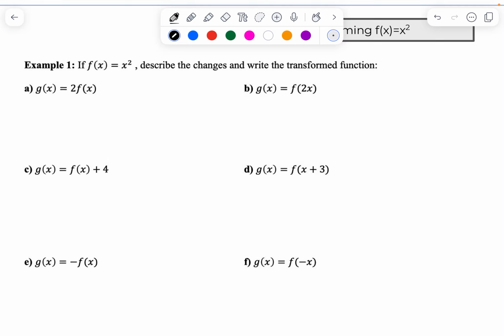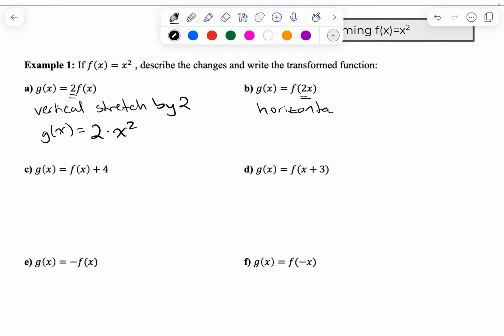Okay? So here, I'm multiplying the function by 2. Because I'm multiplying the whole function, it's vertical and it's a stretch by 2. And then my new function, g of x, would be 2 times the old function. So 2x squared, right? This next one, I'm multiplying x by 2, which means it's horizontal. I'm multiplying it by a number bigger than 1, which means it's a compression because it's backwards. So compression by, and it's always 1 over that number. So compression by a half.